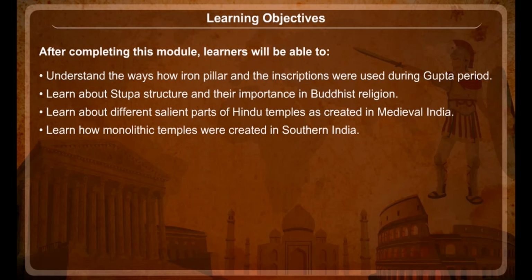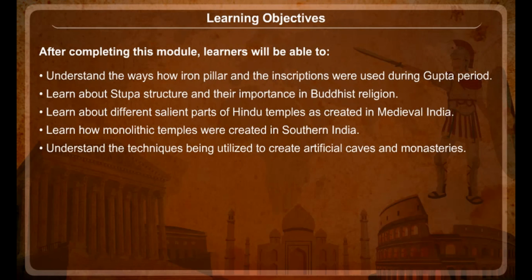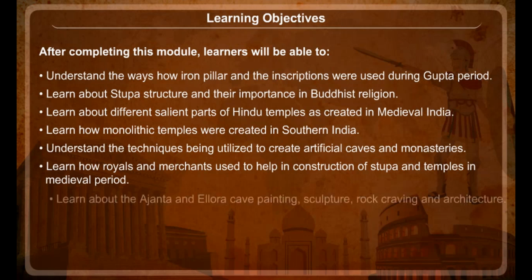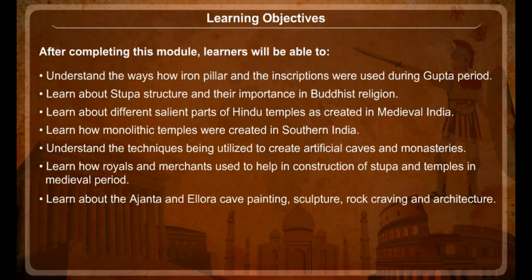Learn how monolithic temples were created in southern India. Understand the techniques being utilized to create artificial caves and monasteries. Learn how royals and merchants used to help in construction of stupas and temples in the medieval period. Learn about the Ajanta and Ellora cave painting, sculpture, rock carving and architecture.